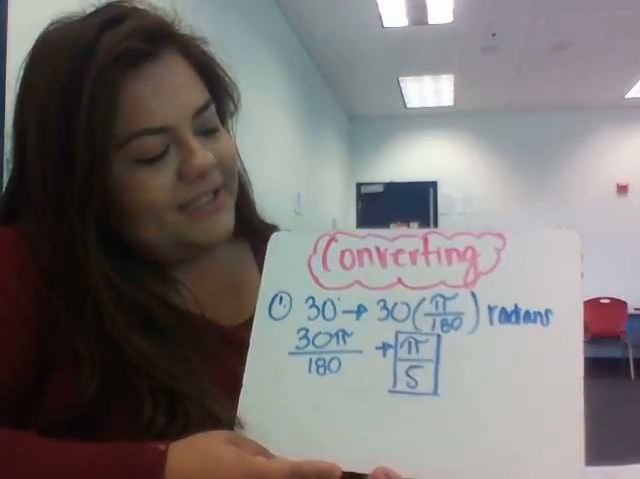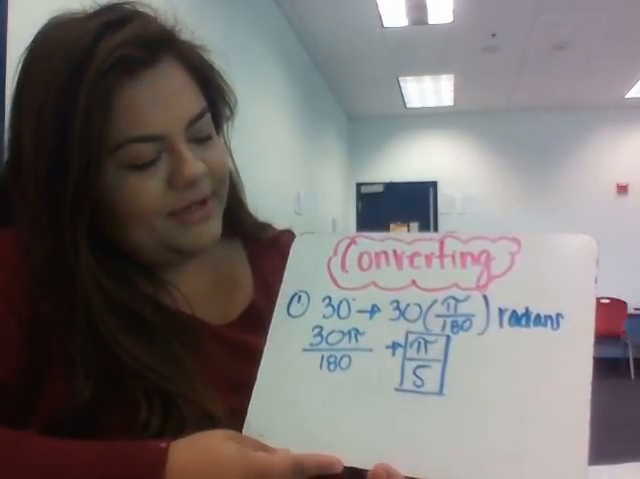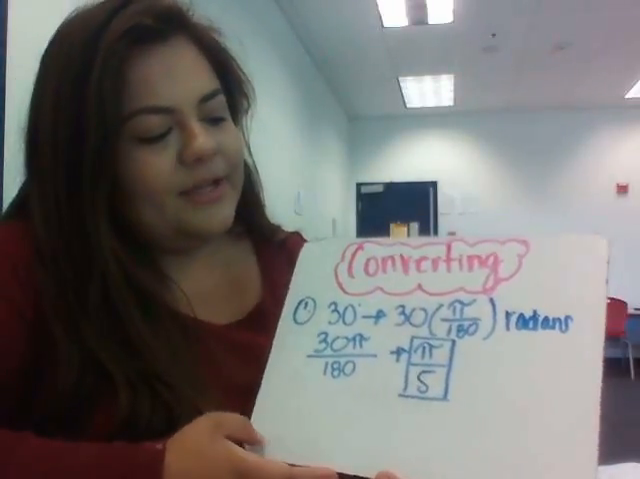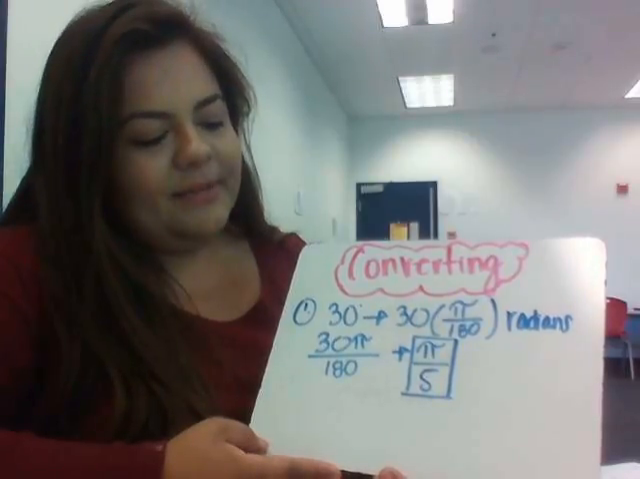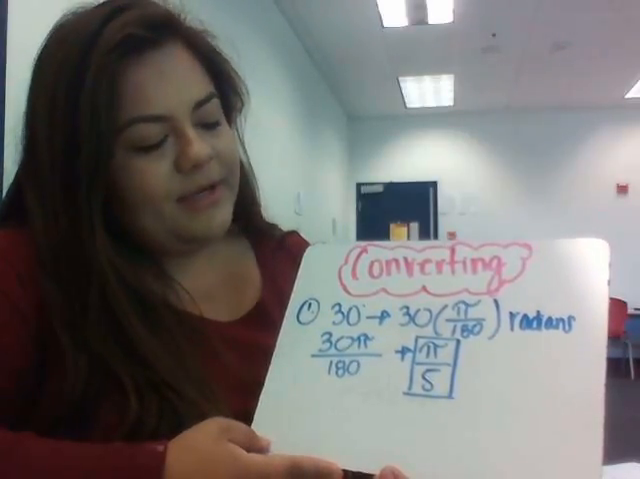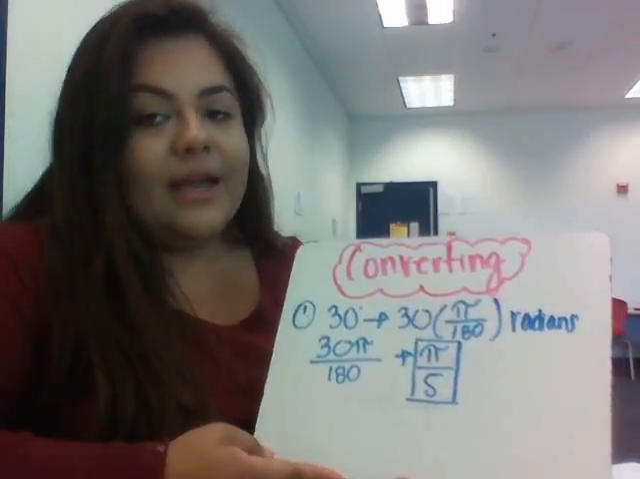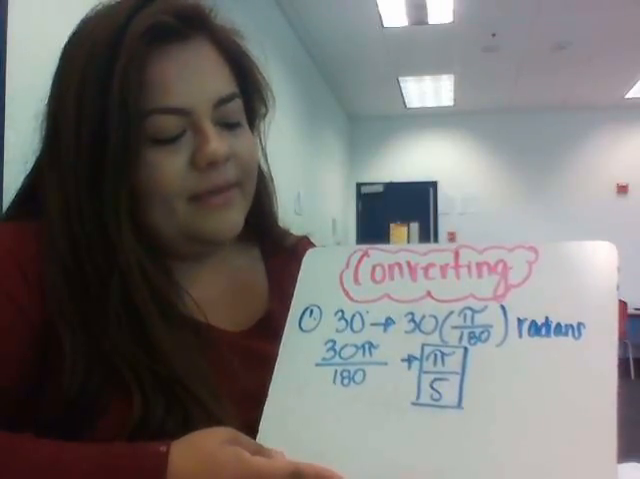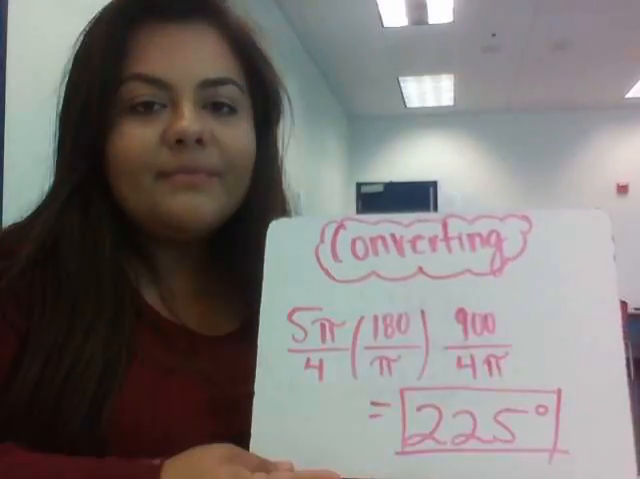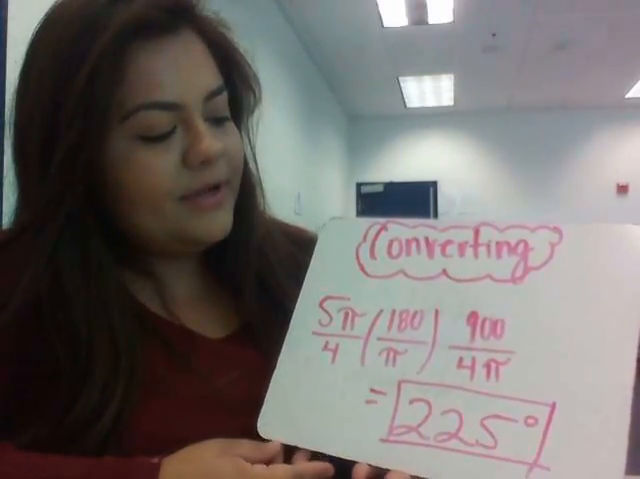Okay, so next is converting, and we're going to convert degrees to radians. So we have 30. What we're going to do is 30 times pi over 180. So we combine to get 30 pi over 180, and when you simplify, you get pi over 6. Okay, so now we're going to be converting radians to degrees.